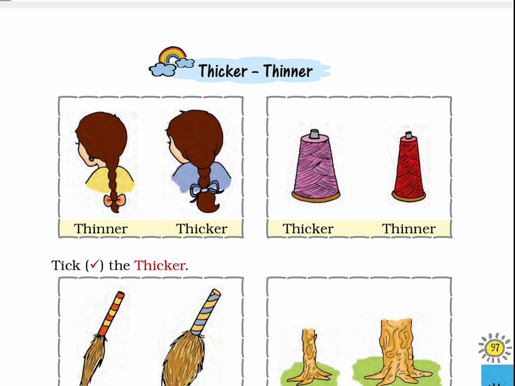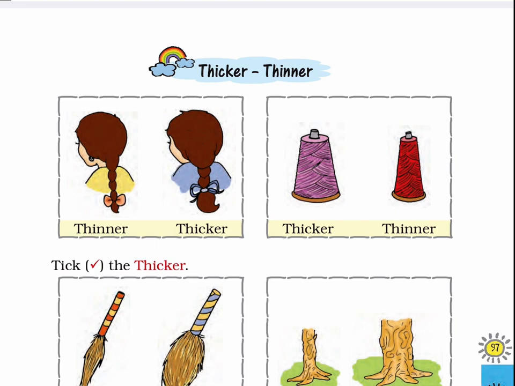Each part has 2 pictures and a question. Part 1 is a solved example. Part 1, Picture 1, shows the picture of 2 girls, each wearing the hair in a plait or braid, which is also called choti in Hindi.